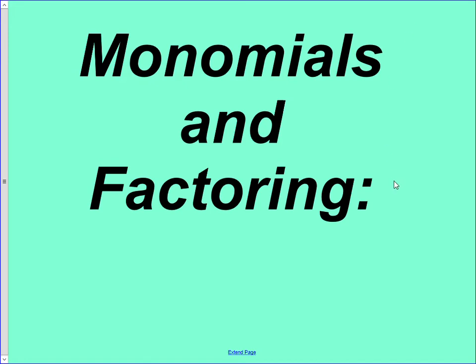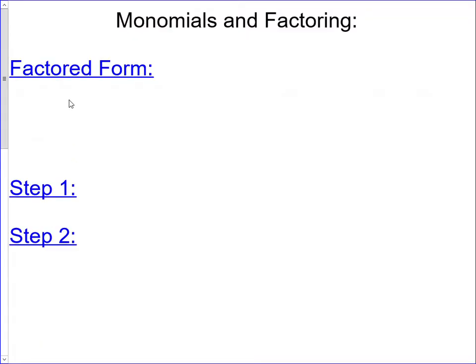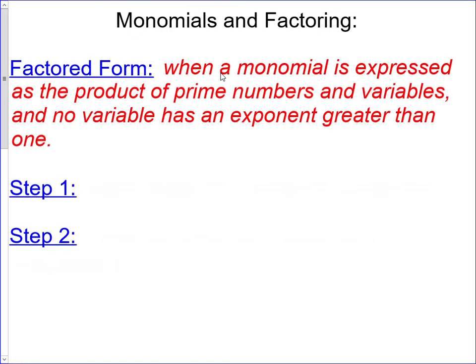Okay, today we're going to talk about monomials and factoring. So let's take a look at this. When we talk about factored form, we're talking about a monomial expressed as the product of prime numbers and variables, and no variable has an exponent greater than 1. So let's take a look.